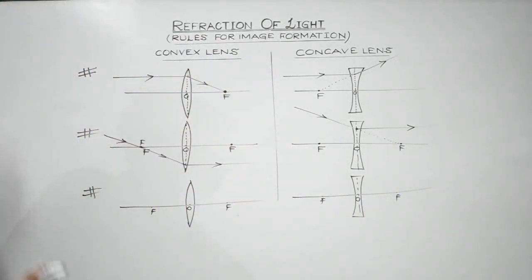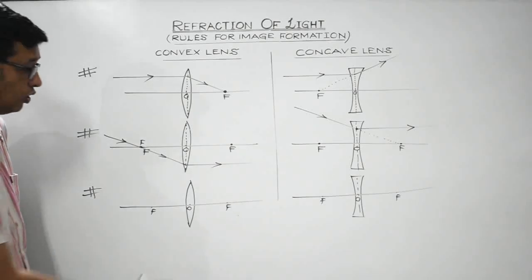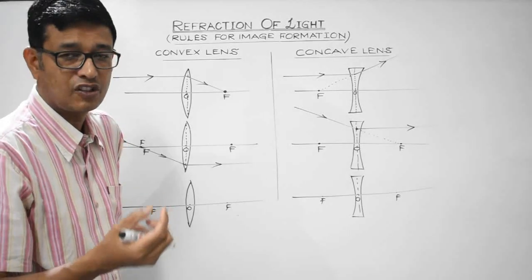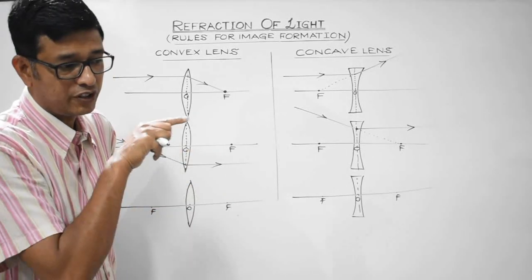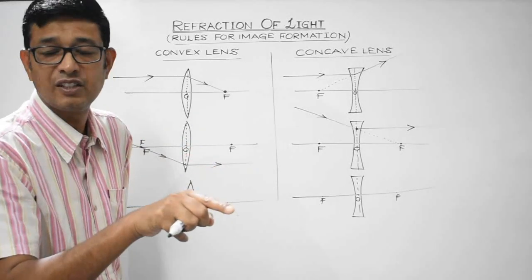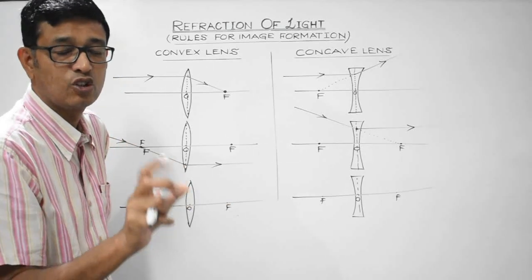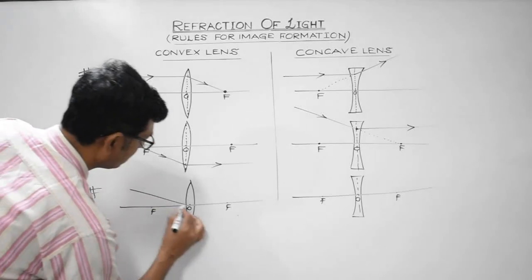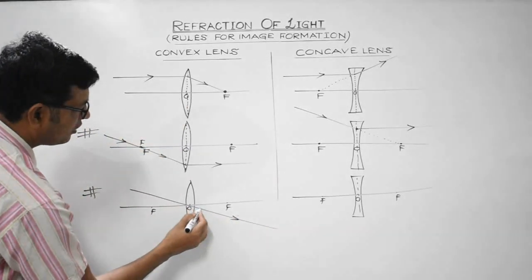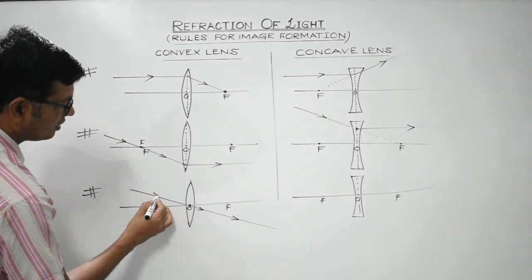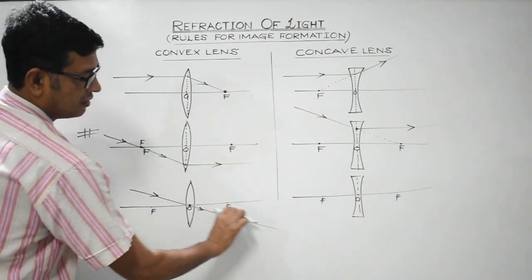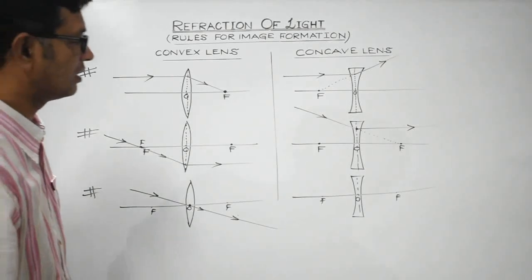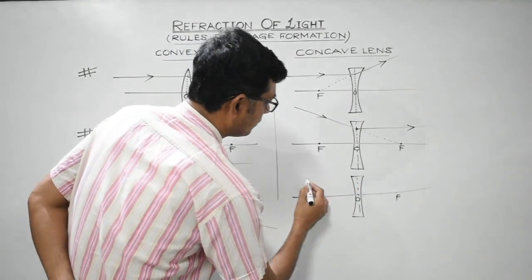So, the third rule is, I have told you the definition of optical center. It is a hypothetical point which lies within the lens, through which if the incident ray passes, then it won't get deviated. It will remain undeviated. So that's the third rule, like this. Look, incident ray is passing through the optical center. It will remain undeviated. It will not suffer any sort of deviation from its original path. Here also, same thing.